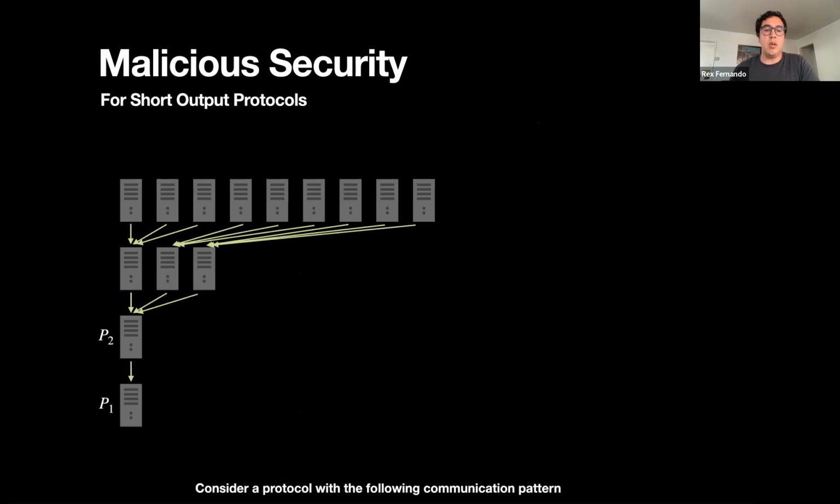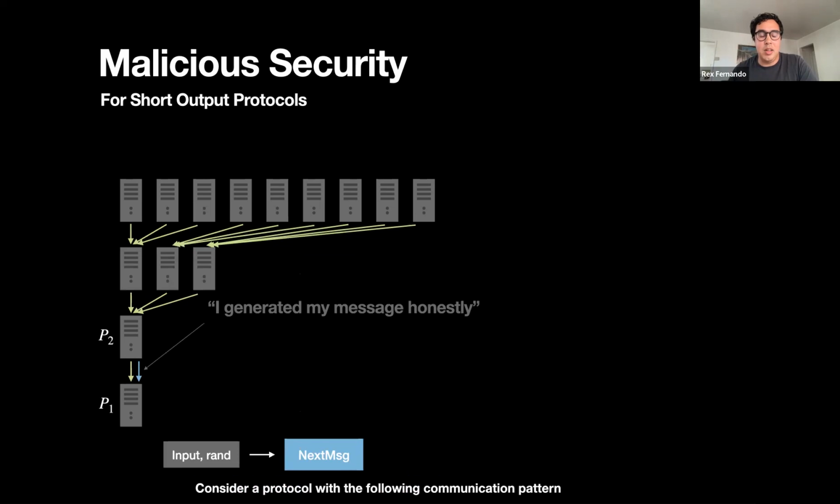So consider a protocol with the following communication pattern on the slide. And let's say that now party two wants to prove that it acted honestly to party one. So it's going to try to send a proof, and the proof is going to be with respect to some public function called the next message function. This function takes as input the private input and randomness of party 2, along with the transcript of the messages that party 2 has received so far. And it's going to output the message that party 2 is supposed to send to party 1. And so party 2 can send a proof with respect to this function that it acted honestly.